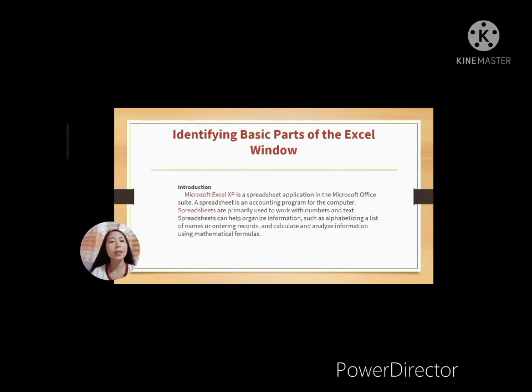Another is identifying basic parts of the Excel window. Introduction. Microsoft Excel XP is a spreadsheet application in the Microsoft Office suite. A spreadsheet is an accounting program for the computer. Spreadsheets are primarily used to work with numbers and text. Spreadsheets can help organize information, such as alphabetizing a list of names or ordering records, and calculate and analyze information using mathematical formulas.